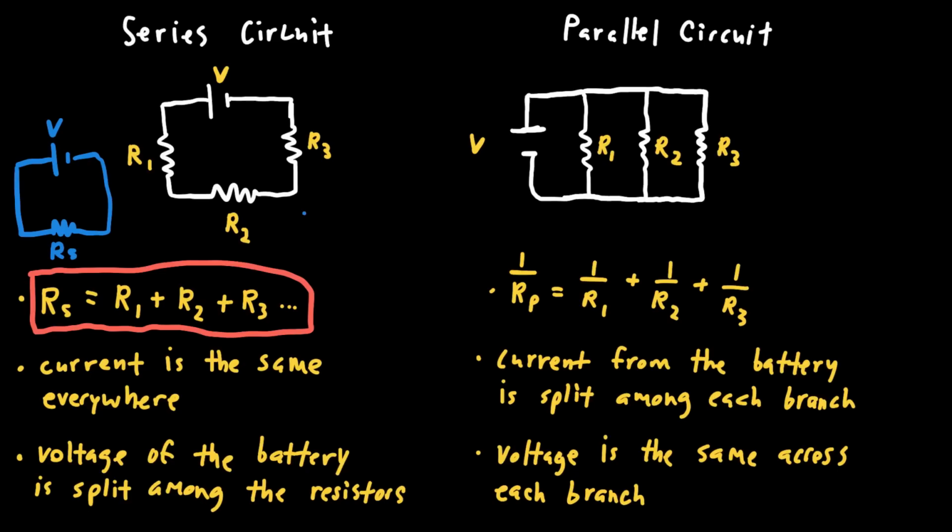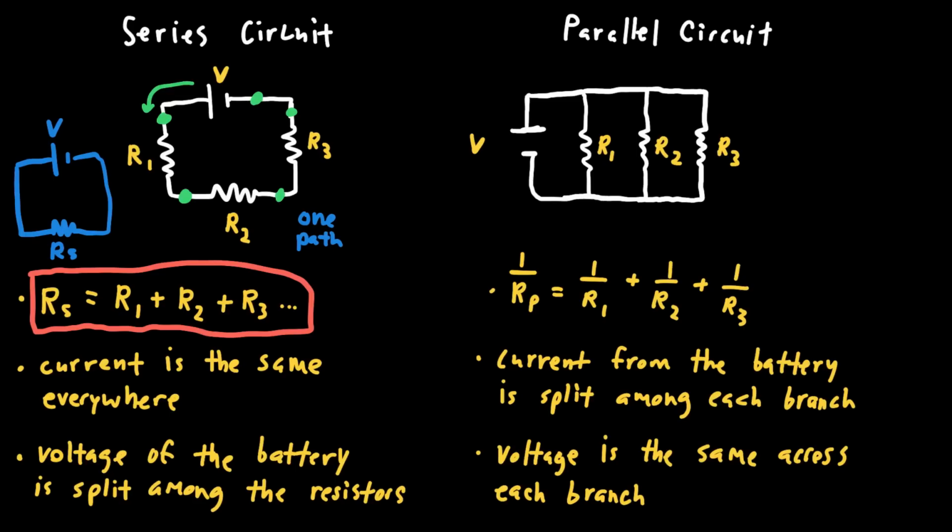Because there is only one path in a series circuit, the current everywhere in that path is the same. So the current flows out of the battery, and at this point, this point, this point, this point, the current is the exact same. The current in a series circuit is the same everywhere, even after it's gone across the resistor, moved across the battery. And that is a statement of the conservation of charge.